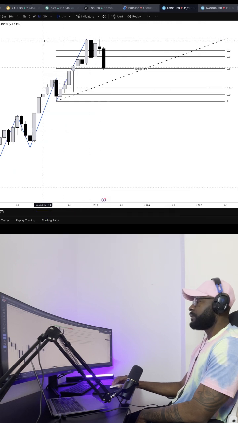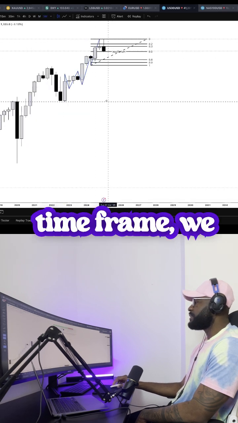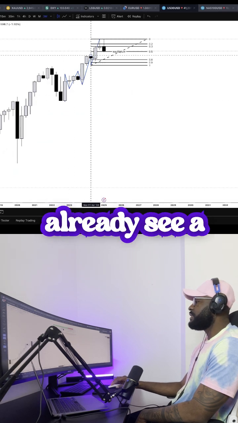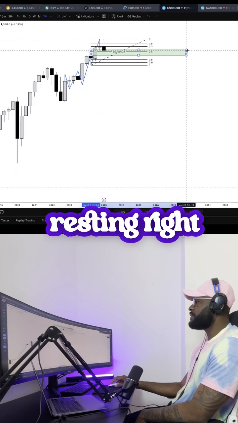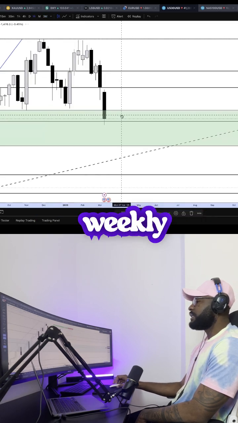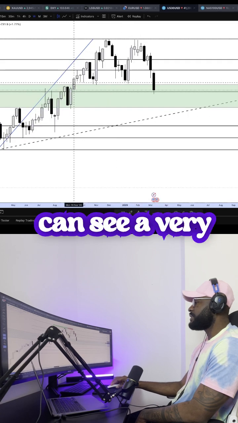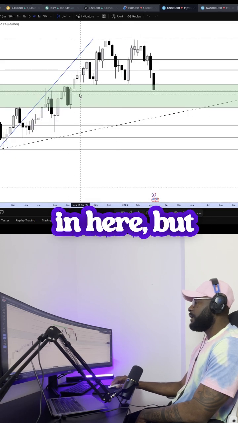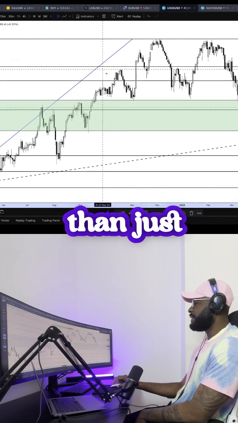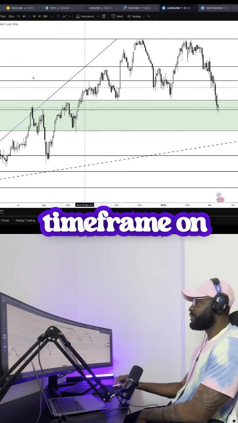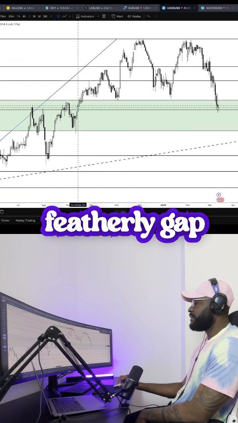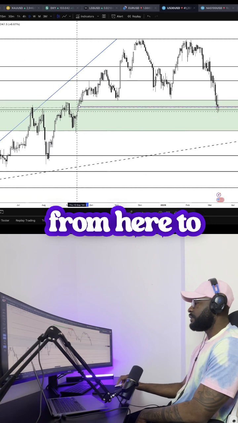Below equilibrium. Now, if we go to the 3-month time frame, we can already see a 3-month fair value gap resting right there. The next thing, we go to the weekly time frame, and we can see a very small fair value gap in here, but that's not enough for me. I still want to see something even much better than just that. And then on the daily time frame, I can now see clearly there's a fair value gap from here to here.